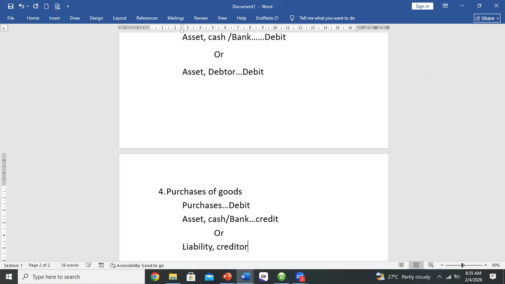So the first one under purchases is also settled. That's why I bold it and underline. So anytime you purchase goods, you open your purchase account and debit. But the credit depends on whether there was cash or check, or you didn't pay. That's the creditor. So take note of that. Please, I hope now we are clear.